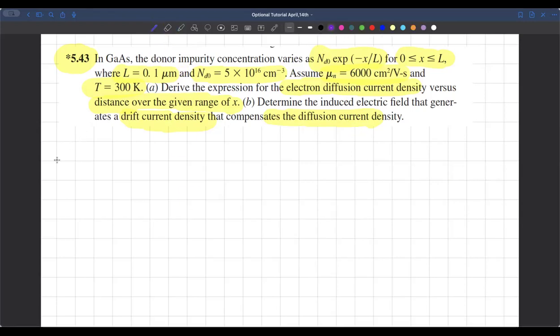Well, we know we have to find the diffusion current density versus distance. So diffusion current density, we know it's going to be, okay, it's an N-type donor, so it's going to be E dN. Again, just go and see the formula. We have already used this formula. So at 300K, what do you expect at 300K?